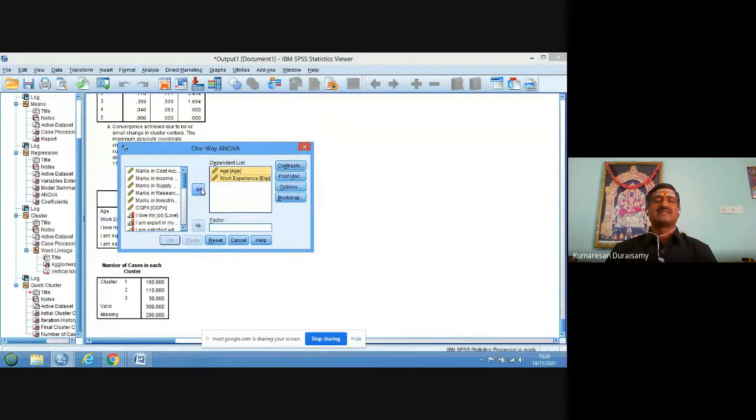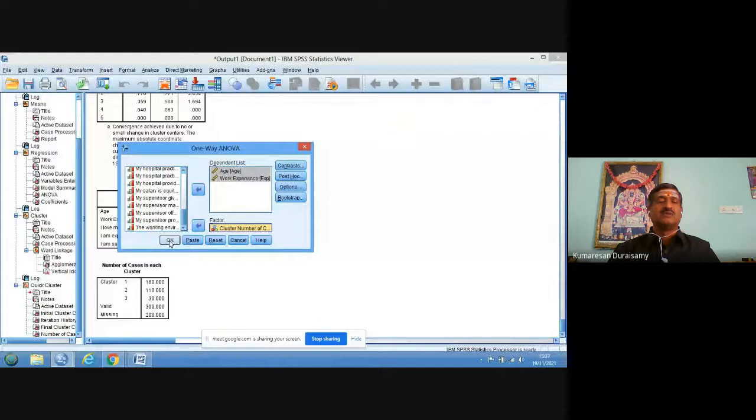Why are we taking this? These two are the scale data. Even for the remaining three we can take them, but it is not meaningful. So what is the factor? The last one, cluster number, the newly inserted variable, is the grouping factor. Now, if we are interested, we can go for post hoc analysis. If there is a significant relationship, then we can go for post hoc analysis, or otherwise it is over.